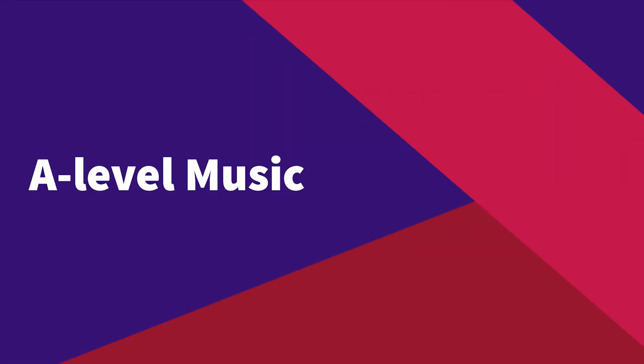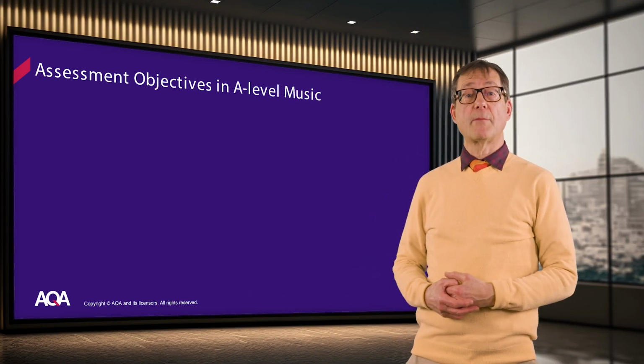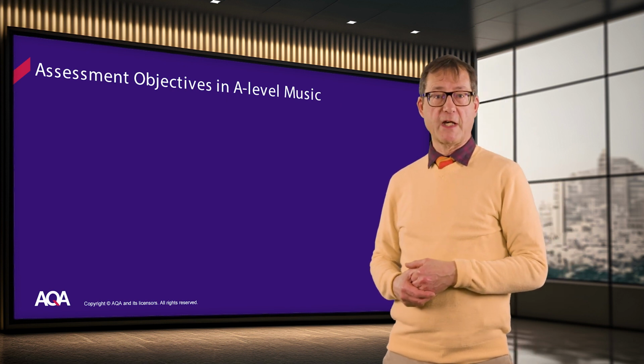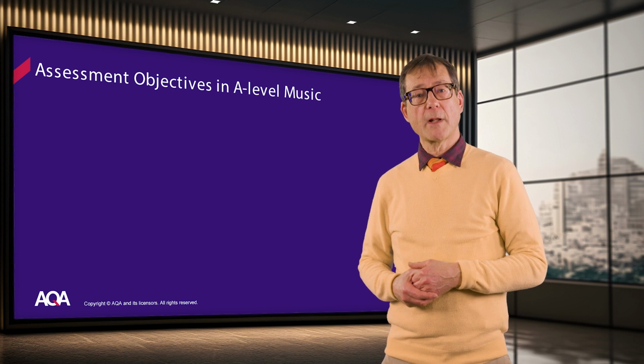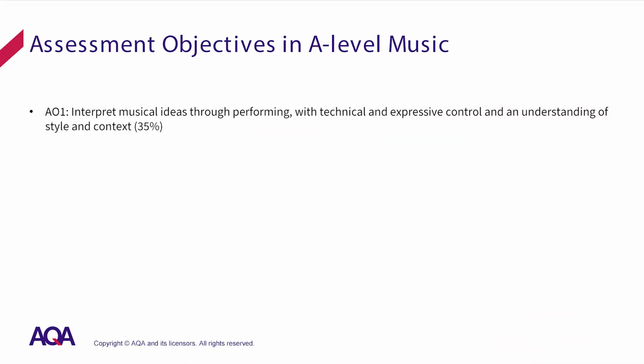Firstly, we'll look at A-level music, for which I work as Chair of Examiners. The assessment objectives were laid down by Ofqual back in 2016, when the most recent specifications were being developed, and they apply to all examination boards. AO1. I'm not going to dwell on this part of the assessment, as it is already largely well understood. The difference at A-level, compared with GCSE, is the final clause, understanding of style and context.